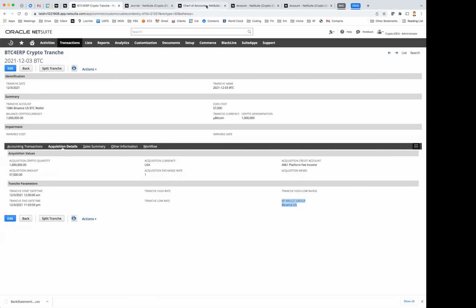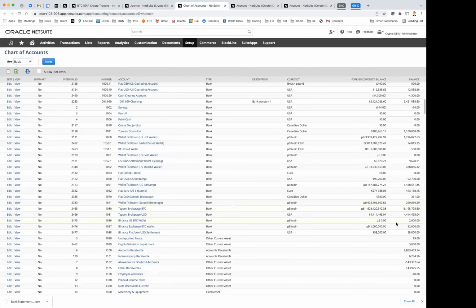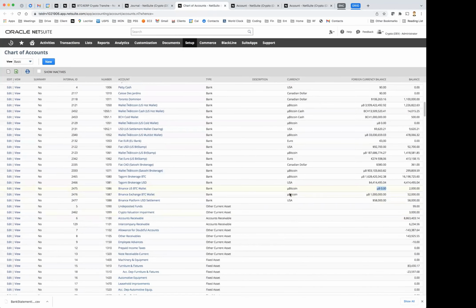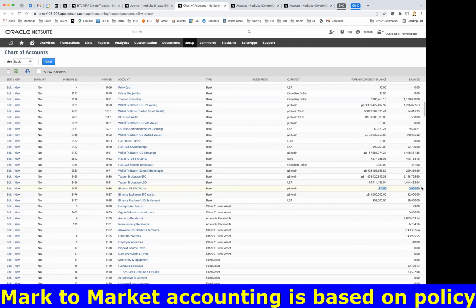And so if I look at my chart of accounts, let's refresh. Take a look at this. The wallet that I acquired that in shows 0 Bitcoin, and where it went to shows the Bitcoin. So on a nominal basis, this is correct. Now what NetSuite is doing is basically waiting for my mark to market to say, hey, 0 shouldn't be 2000. So if I do a mark to market on this, it'll correct this.